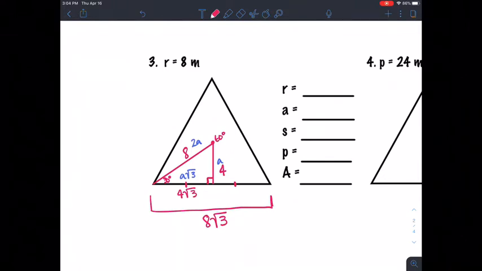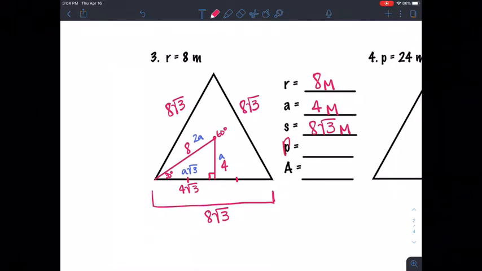So let's go ahead and plug all this in. 8 meters for my radius. My apothem is 4 meters. My side length is 8 square root 3. And I have 3 of those. So remember that this is like 8x plus 8x plus 8x. So I'm going to have a perimeter of 24 square root 3 meters.